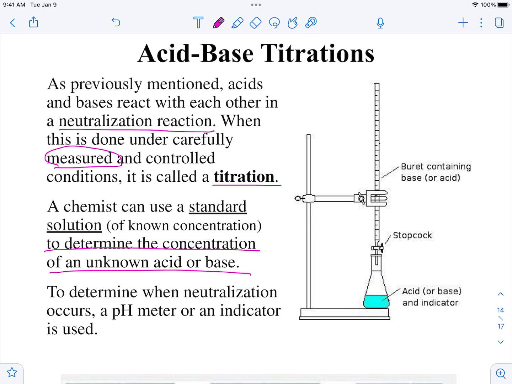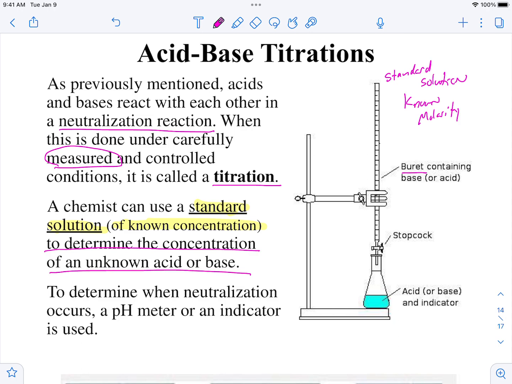To do this, we start with what's called the standard solution. The standard solution is the one that you know the concentration of. So, in other words, if you look at my setup here, this burette contains the standard solution. So we know the molarity of what we're putting in the burette. In the lab that we carry out tomorrow, we're going to have a standardized solution of sodium hydroxide, and the molarity will be known, so you'll be told the day of.